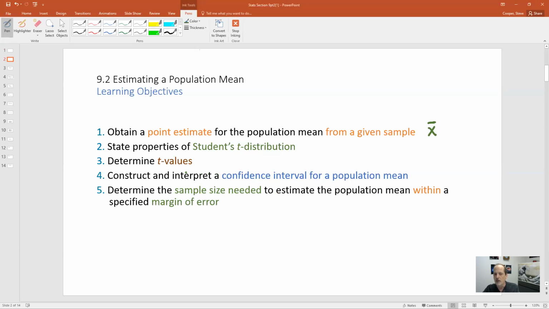When we get to this fourth objective, we're going to take pretty much the same concept that we learned for p hat, except we're going to put X bar in the middle, and then subtract the margin of error and add the margin of error to get the lower bound and the upper bound for the confidence interval. It's also important to know how large a sample size you need to estimate a population within some margin of error. That gives you more control over what you want to present.